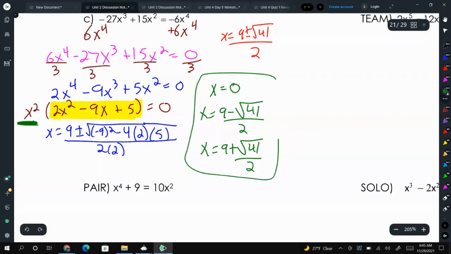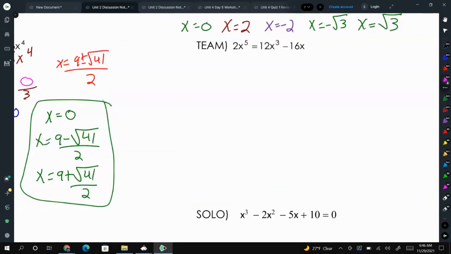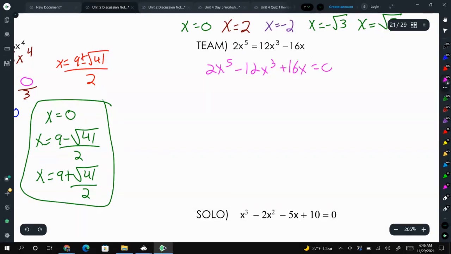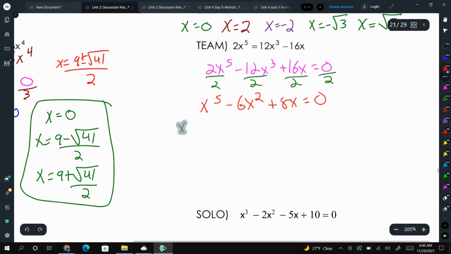This one had 3. So now this one, I want to make sure that my leading coefficient stays positive. So I'm actually going to move these things to the other side. So it's going to be 2x to the 5th minus 12x to the 3rd plus 16x equals 0. We're going to divide everything by 2. So we have x to the 5th minus 6x to the 3rd plus 8x equals 0. GCF is an x, so let's factor that out.